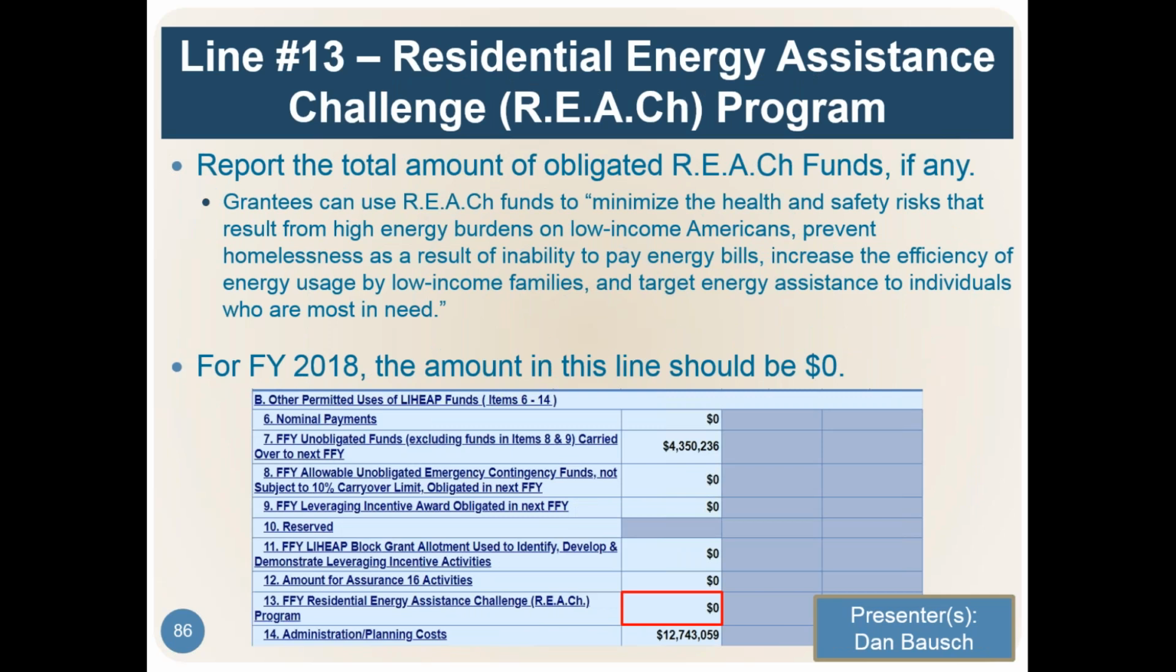Line 13 is for the R.E.A.Ch program, the Residential Energy Assistance Challenge program that Melissa described earlier. For 2018, for the report, the amount of this line should also be 0.